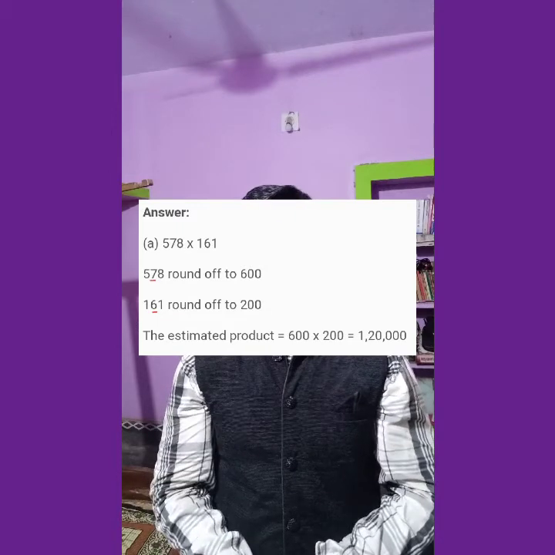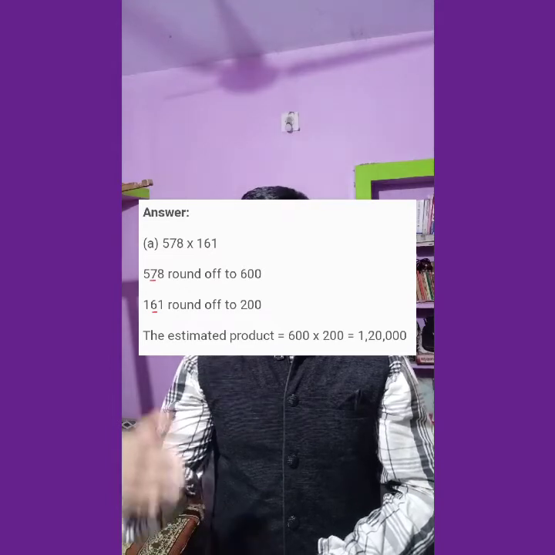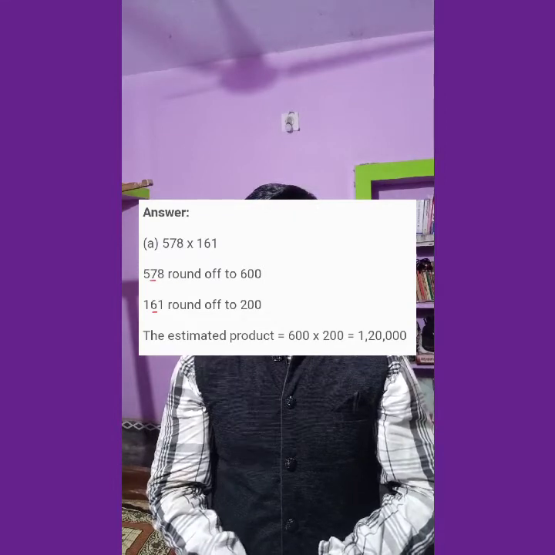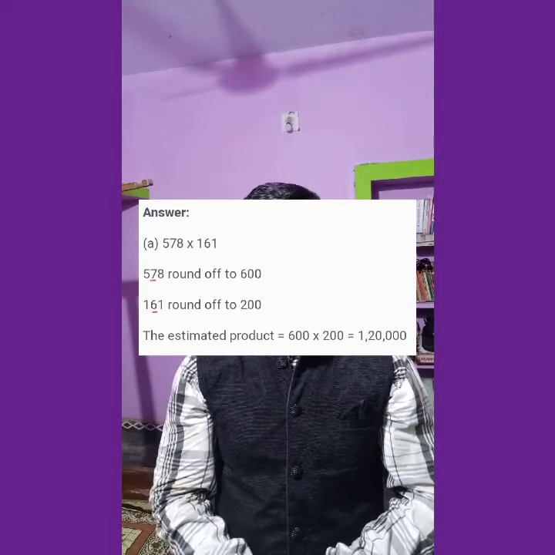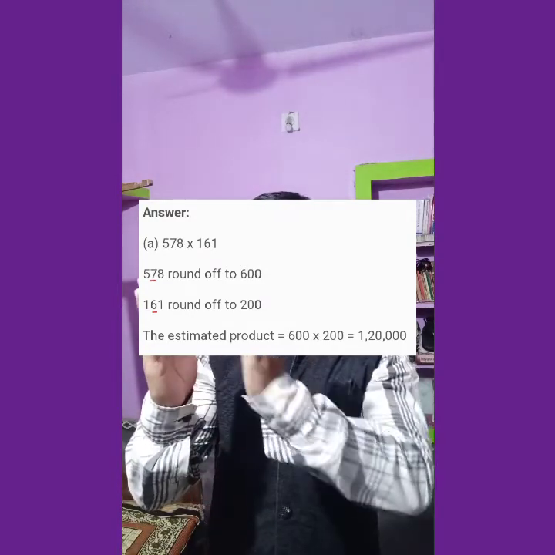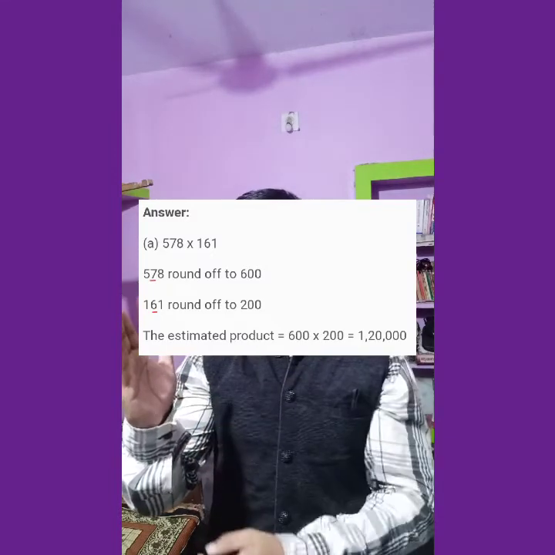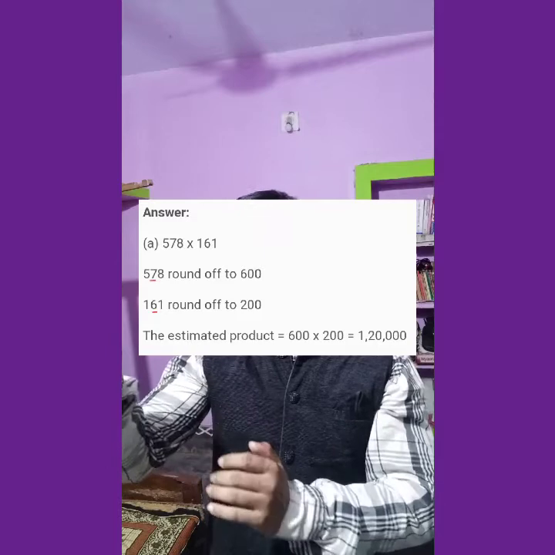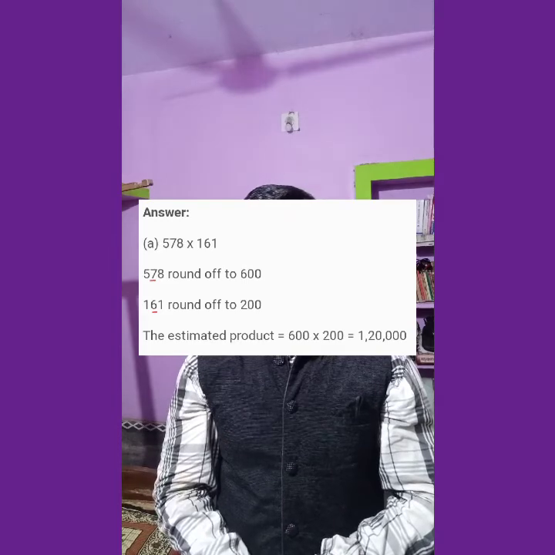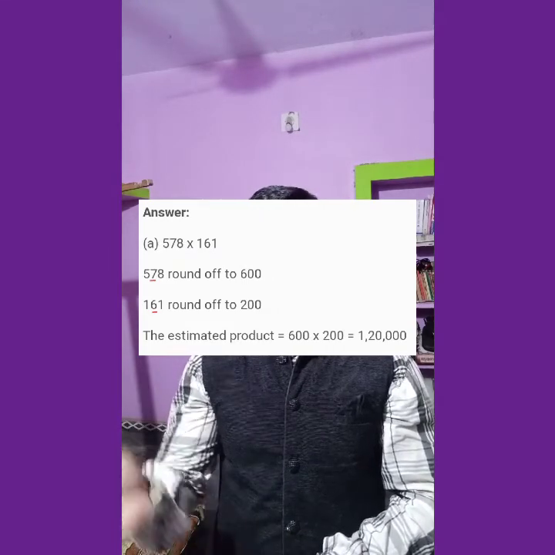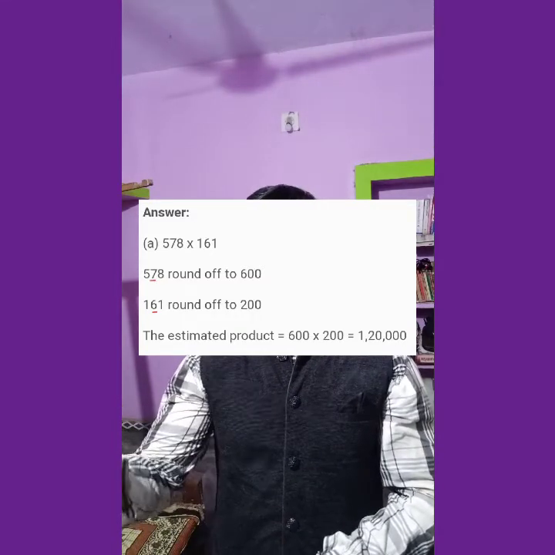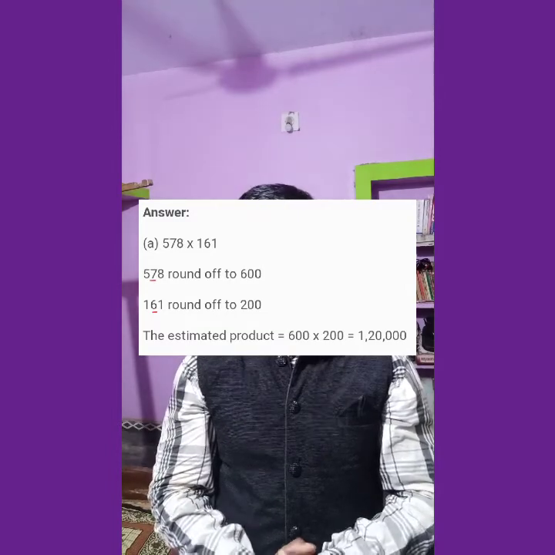In the same way, 161 rounded to the nearest 100 is equal to 200. How is it 200? Just check the tens place digit of 161. Here the tens place digit is 6, which is 5 or more than 5. Whenever it is 5 or more than 5, the previous number, 1, becomes 2. Then after that, 6 and 1 should be replaced by 00. So it is 200. So the estimated product of 578 into 161 is equal to 600 into 200, which is equal to 12 followed by 4 zeros, otherwise 1,20,000. Understood or not understood?